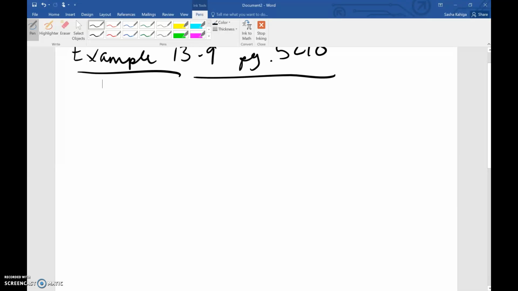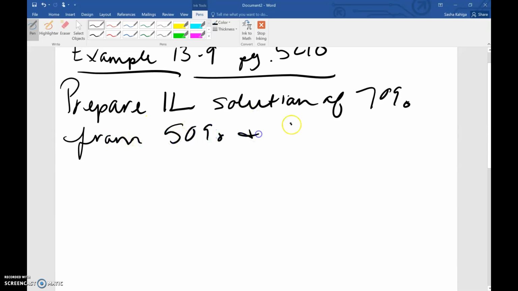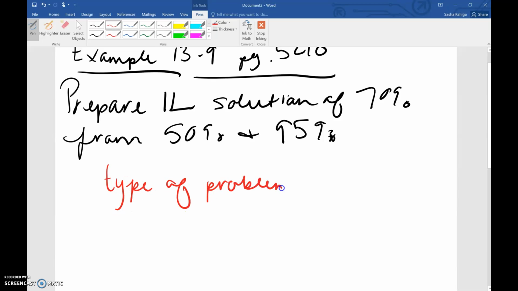So it says that we are to prepare 1 liter solution of a 70% alcohol from 50% and 95%. All right. So my first question to you is, what type of problem is it? What type of problem do we think this is?